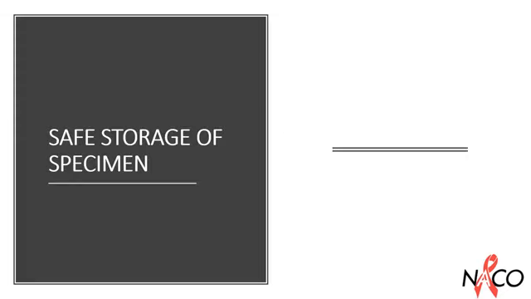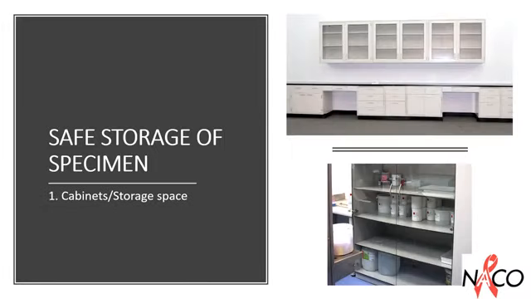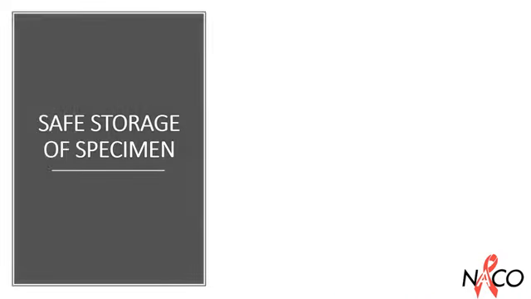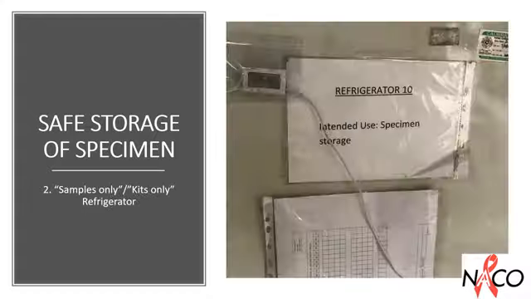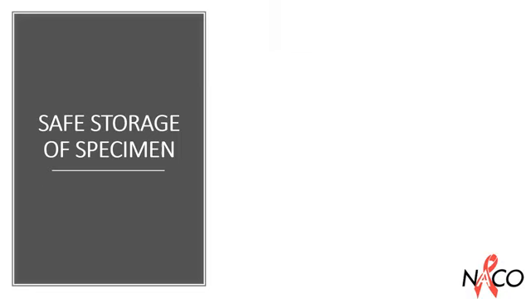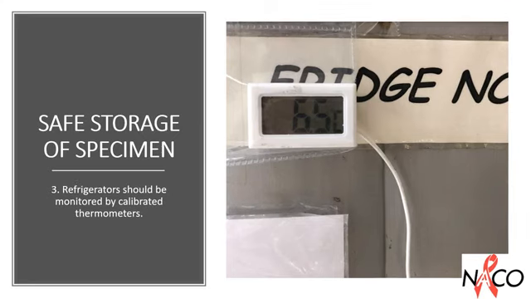For safe storage of specimen, cabinets or storage space should be available for securing patient samples and avoiding deterioration, loss, or damage after examination activities. Another important element for safe storage of specimen is availability of appropriate facilities such as samples only or kits only refrigerators. There should be appropriate monitoring using calibrated thermometers for these refrigerators, and there should be a documentation of the same.